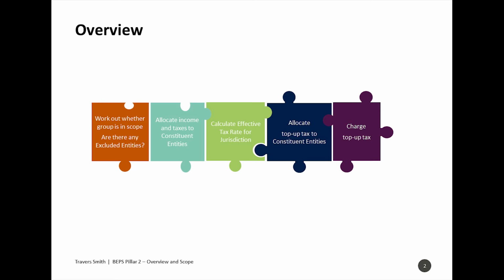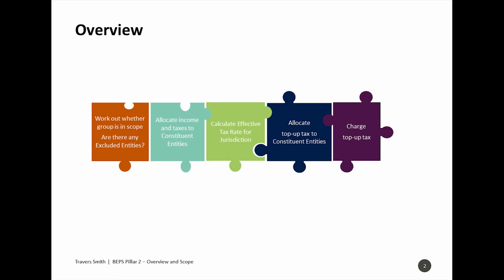We're now going to focus on the GloBE rules, and I like to think of these rules as a jigsaw with 5 steps. The first step is to work out whether a group is in scope. You also need to consider at this stage whether any of the entities within the group are excluded entities. Next step is to allocate income and taxes to entities that are members of an in-scope group. Those entities are called constituent entities.